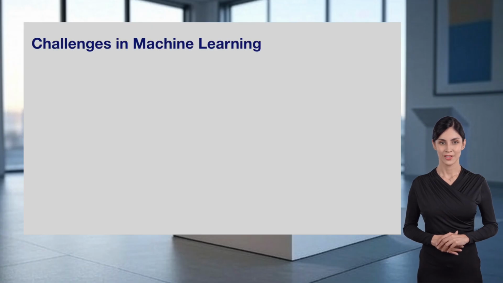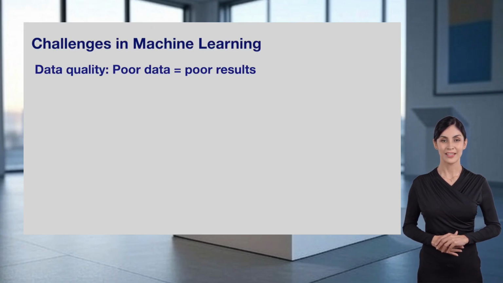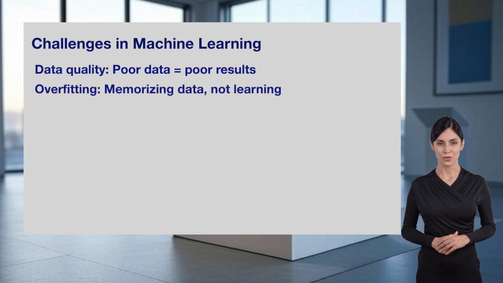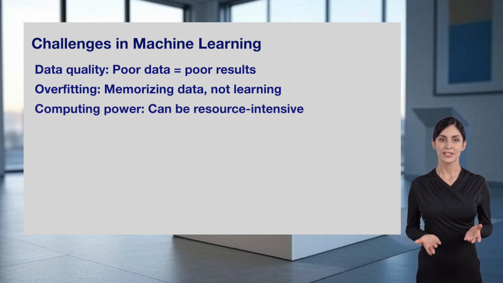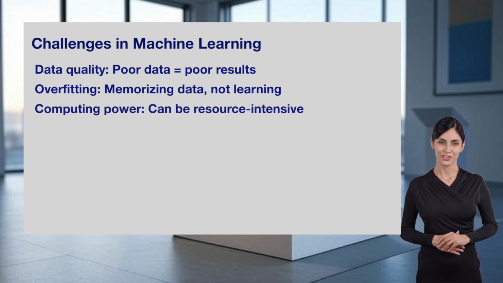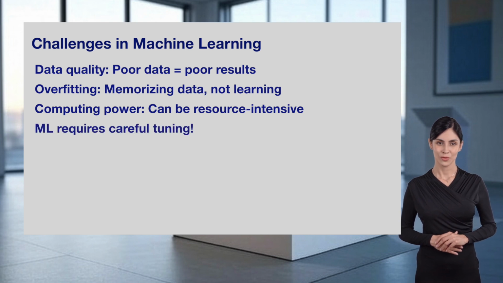Machine learning isn't without challenges. First, data quality matters. Poor data leads to poor results, like trying to learn from a blurry textbook. Overfitting is another issue, where the model memorizes the data instead of learning general patterns. ML can also be resource-intensive, needing significant computing power for large datasets. These challenges mean ML requires careful tuning to get the best results.